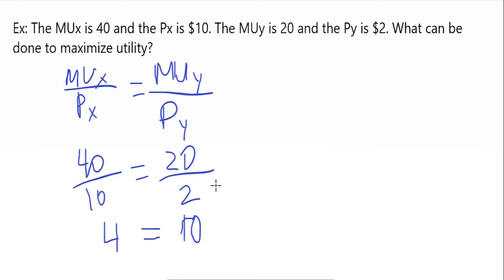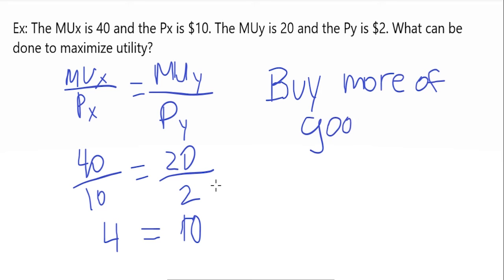So how can we fix this? Well, we can actually buy more of good Y. And why does that make sense? Well, if we take a look back at our law of diminishing marginal utility, we know that the more you purchase, the lower your utility, right? So if we buy more, our marginal utility per dollar is going to decrease since our marginal utility is decreasing.